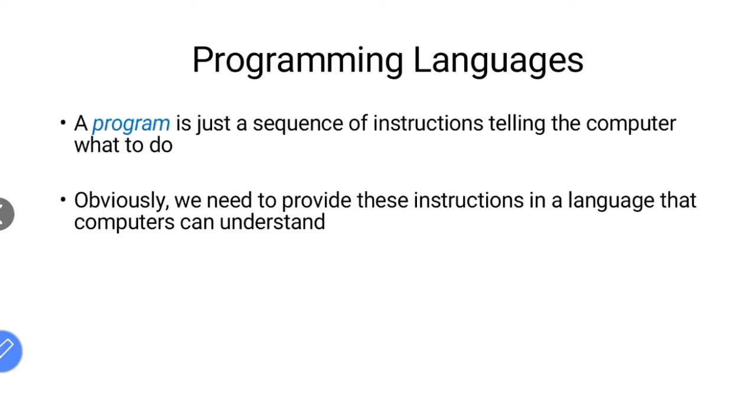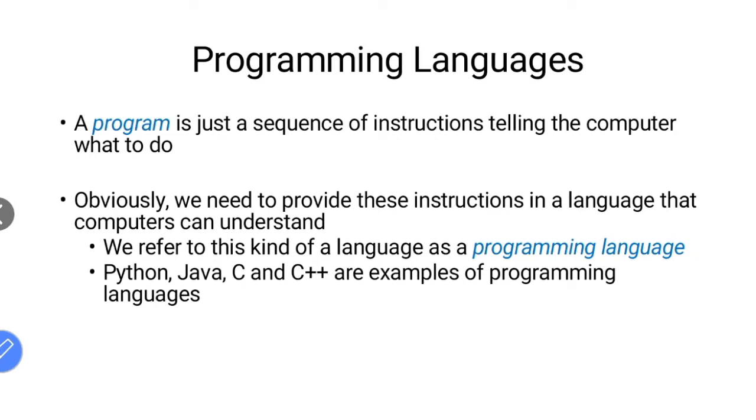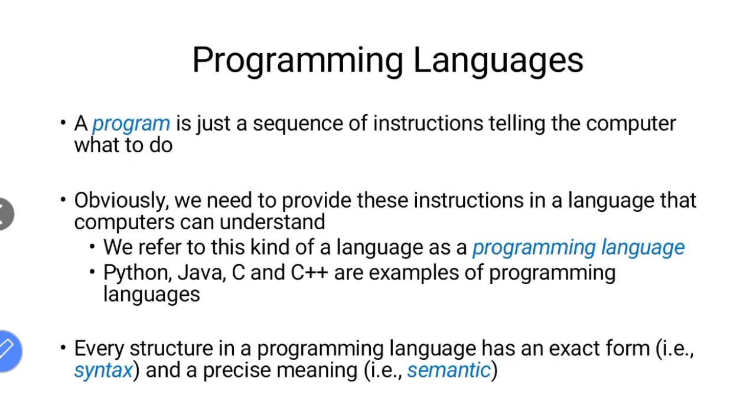Just like us, when we need to communicate with different people, we talk in different languages, like Hindi, English, French, and our regional language. Any human can understand these. But the computer only understands binary language, 101. So for working with 101, we developed different types of high level and low level languages, and they are called programming languages. We refer to this kind of language as a programming language. Examples: Python, Java, C, C++ are examples of programming languages.